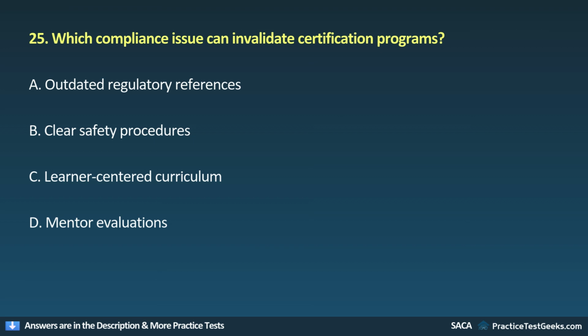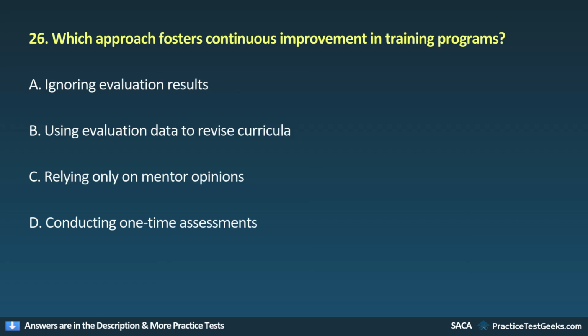25. Which compliance issue can invalidate certification programs? A. Outdated regulatory references. B. Clear safety procedures. C. Learner-centered curriculum. D. Mentor evaluations.